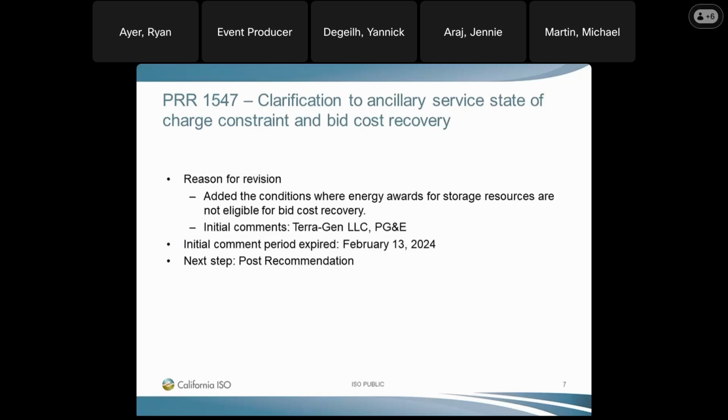This is a clarification to existing language in the Market Ops BPM section 4.2.9 on ancillary service constraints for storage resources. The reason for the change is to add a couple of conditions where storage resources may not be eligible for bid cost recovery. We did receive a couple of comments from TerraGen and from PG&E, and today we have a couple of subject matter experts, Jenny and Yannick, that I'm going to throw it over to help explain the need for this PRR.